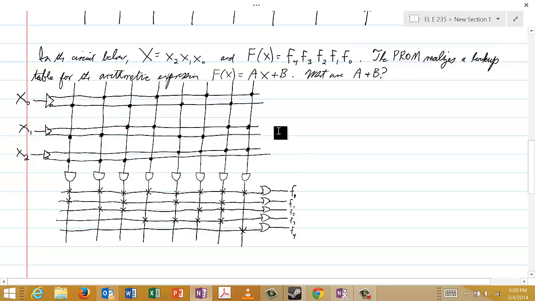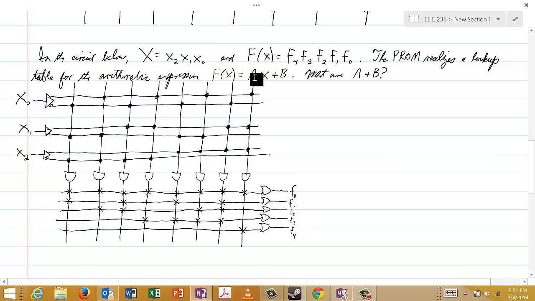And we're told that this PROM that is shown here in this picture is a realization of a lookup table for an arithmetic expression. And this arithmetic expression is f of x equals ax plus b. So this is a lookup table for a simple linear function of x. By linear, I mean that a here is a constant and b is a constant. And this is just a lookup table. In other words, the idea is that if you had to maybe repeatedly calculate the value of ax plus b for different values of x, then instead of always calculating it, you could just look at this table and it would give you the values of that expression for certain values of x.